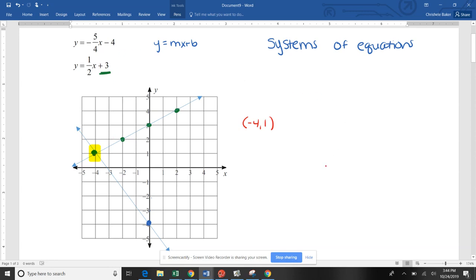So I can always check my answer. This is x, this is y. So y equals mx plus b, and y equals mx plus b. So -5 times -4 is +20. +20 divided by 4 is 5. And 5 minus 4 is definitely 1. Over here, half of -4 is -2. And -2 plus 3 is also 1.